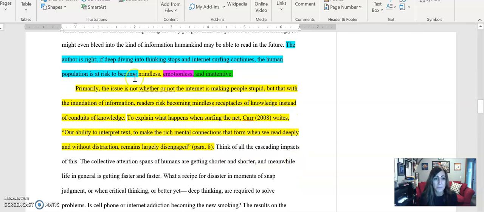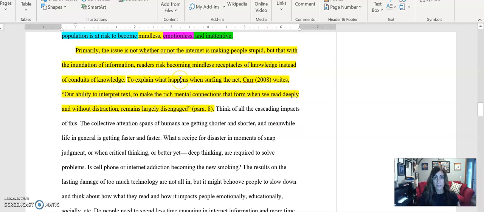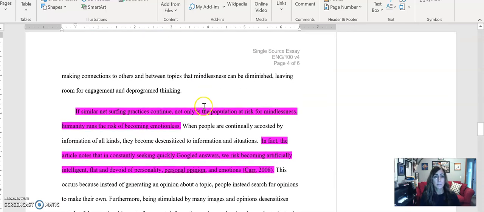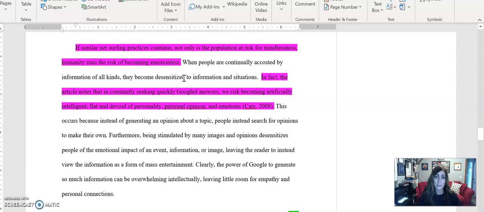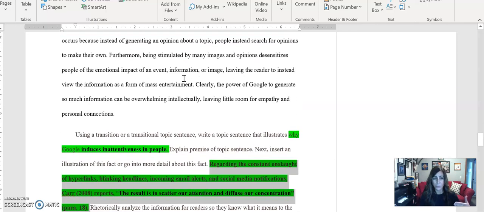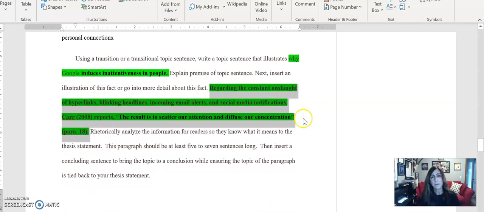In this example, I'm using the one with 3, and you can see how this all comes out in an essay format. My first body paragraph is focused on the idea that we become mindless when we are overly dependent on Google. Then my next body paragraph is going to be focusing on how we also become emotionless when we are overly dependent on the internet in a cursory way. And then my third body paragraph is going to focus on how Google induces inattentiveness in people.